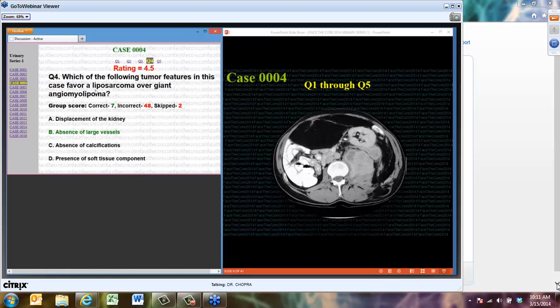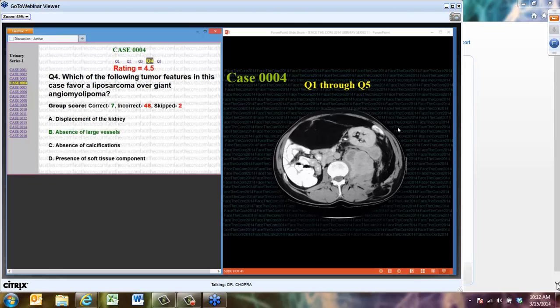Which of the following tumor features in this case favor a liposarcoma over a giant angiomyolipoma? Now, very big angiomyolipomas can have somewhat similar, not exactly, but somewhat similar. You could say, well, there is fat, maybe I'll find a notch. Well, one is, if you don't find a notch, it is unlikely to be a giant angiomyolipoma. But that is not one of your choices. Giant angiomyolipomas almost always have large vessels running through the tumor, whereas the liposarcoma does not.